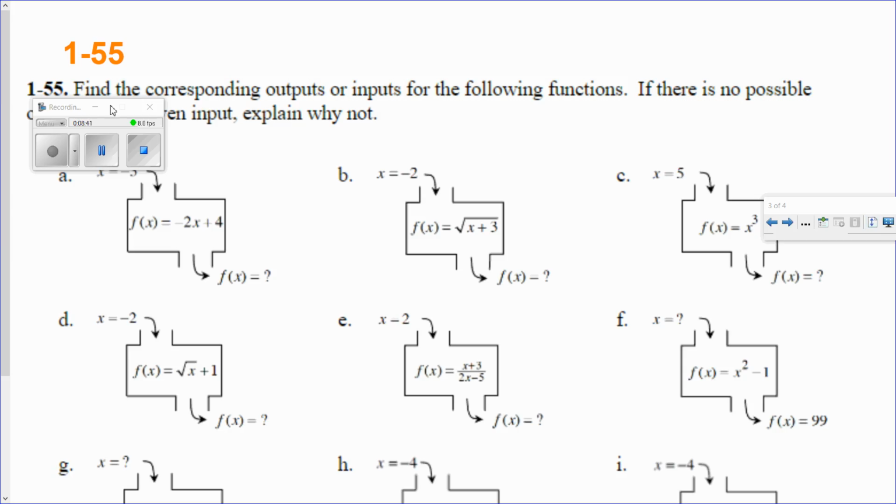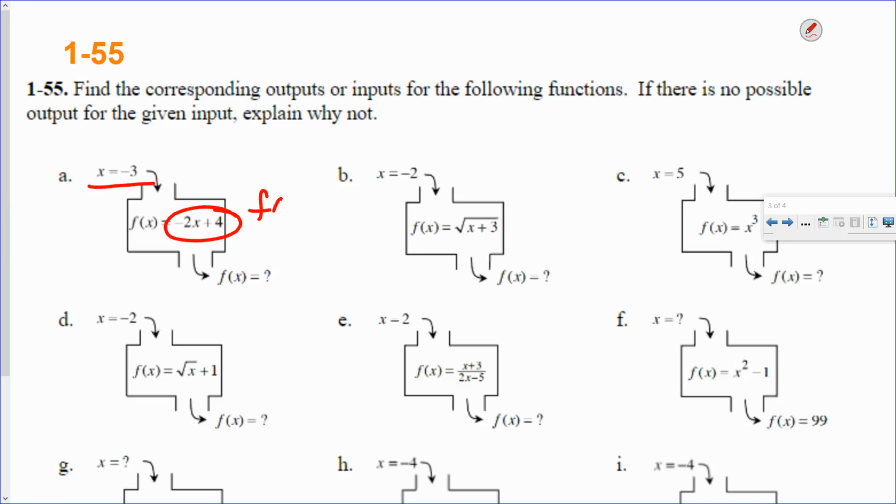All right. So for letter A, here's my function, and I'm plugging in x equals negative 3. So f of negative 3 is equal to negative 2 times negative 3 plus 4. I just got to simplify. This becomes 6 plus 4. So therefore, I add them together. f of negative 3 is equal to 10.